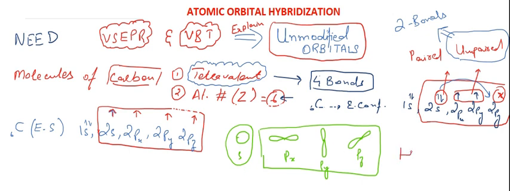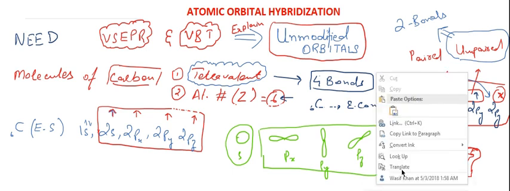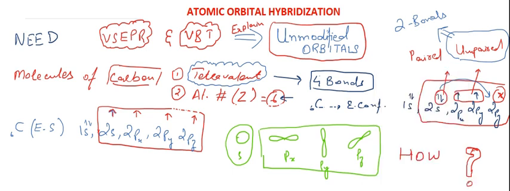So this is a question we are leaving for our next lecture. How can this be true, that carbon makes four equivalent bonds, with these four orbitals which are not actually equal in energy? So let's see that in our next lecture.